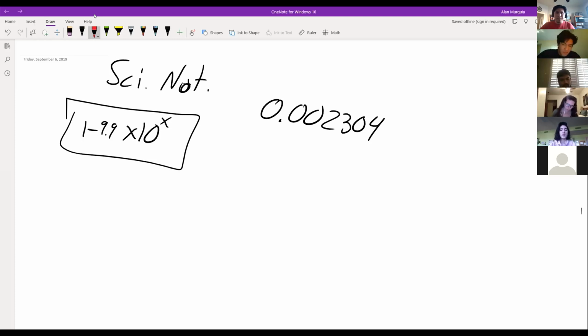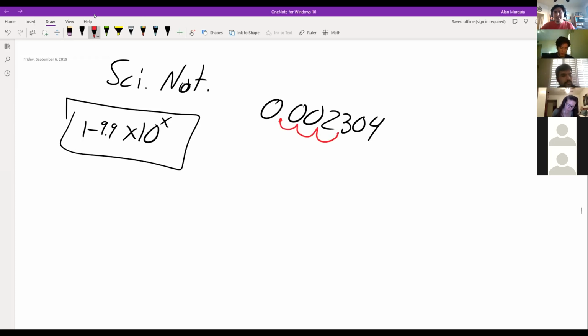So we have this value here, 0.002304, and I want it in scientific notation. How can I do that? The same way you did it for the last example, except go the opposite direction. Exactly. So we take this decimal and move it to the right in order to get a number between 1 and 9.9. So we go 1, 2, and then 3.